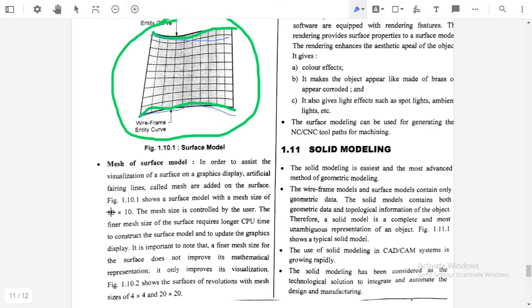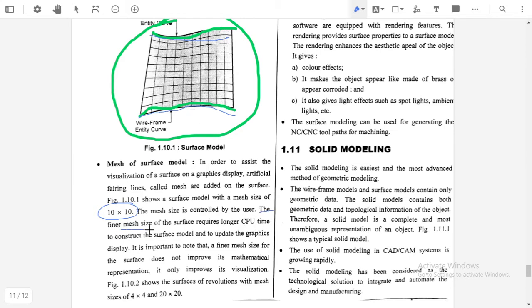Here we see a 10 by 10 meshing. A 10 by 10 meshing means there are 100 small squares present in that network. The mesh size is controlled by the user. Here the mesh size is 10 by 10. We can increase the mesh size or reduce it. Both can be done as per the user's requirement or commands.